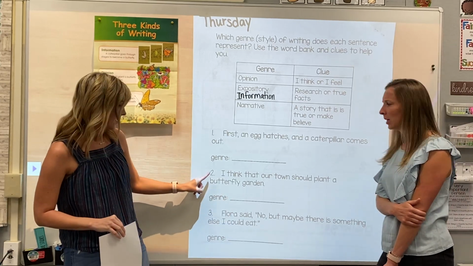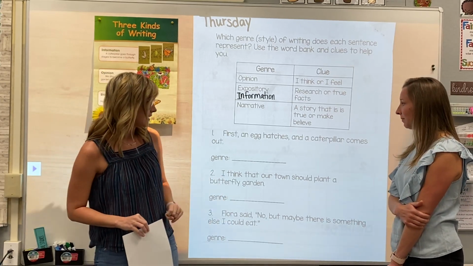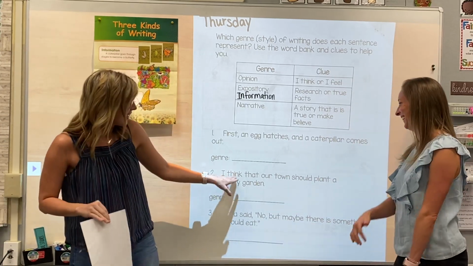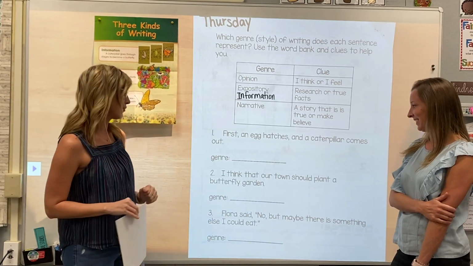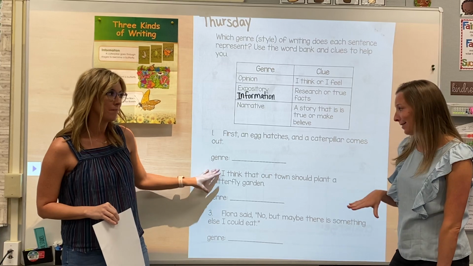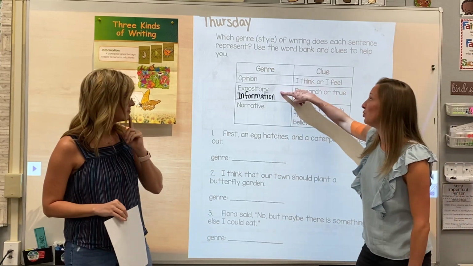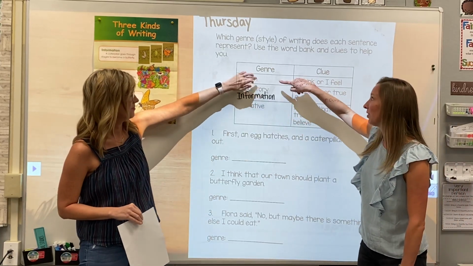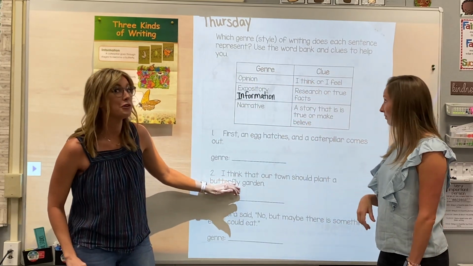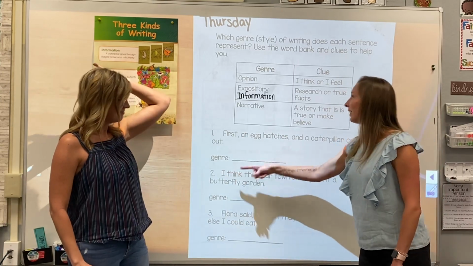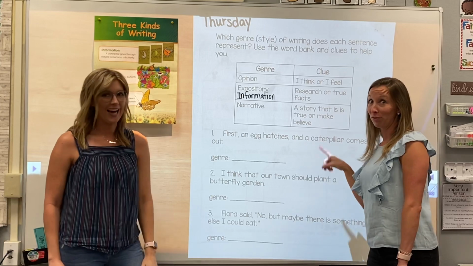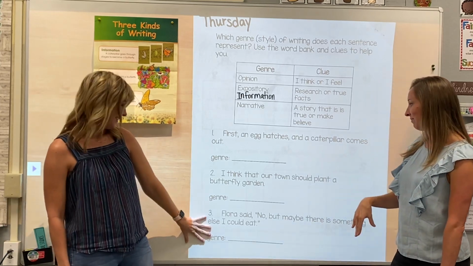All right. The next one says, I think that our town... Oh, wait. I think, clue. I think that our town should plant a butterfly garden. What kind of genre did this come from? Let's not tell them the answer, but if we already used this one, it can only be either opinion or narrative. And it starts with I think. That's your clue. And you could just find I think over here and match it up to the right one. Okay, last one.